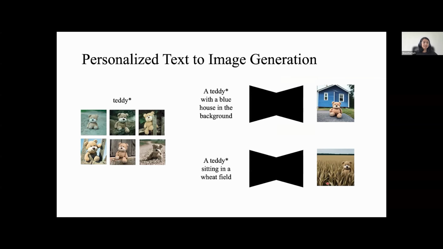However, in many real world applications, this kind of generation is not enough. Users often want to generate images of a specific subject in diverse contexts. Let's take an example. Here, I have a few images of my teddy bear. And instead of generating just any teddy bear, what I might want is this teddy bear in different contexts. Maybe I want a blue house in the background, or I want my teddy sitting in a wheat field. So this problem is known as personalized text-to-image generation, where we are interested in one particular subject.